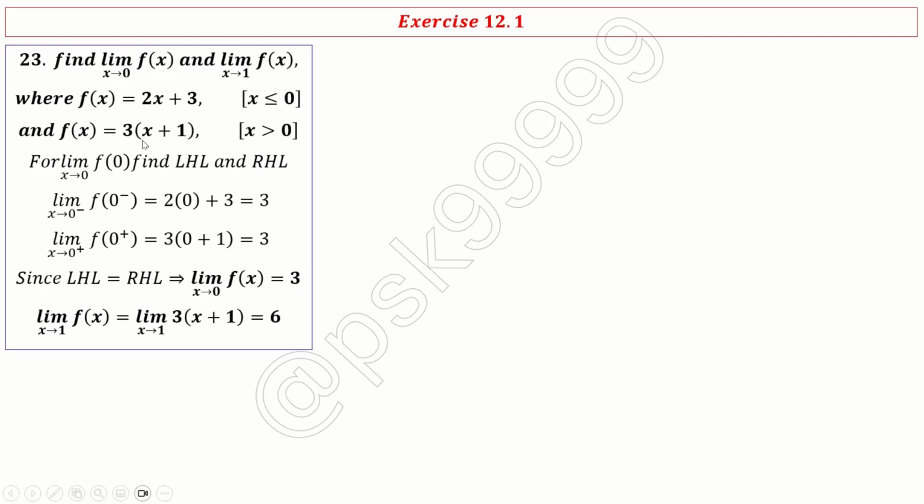Similarly, x tends to 1, what happens? In both cases, I have to apply only this value because x is closing to 1. 1 is always greater than 0. This one I have to apply, right? This function is defined as 3 times x plus 1. So this is equal to 3 times x plus 1, which is 6.